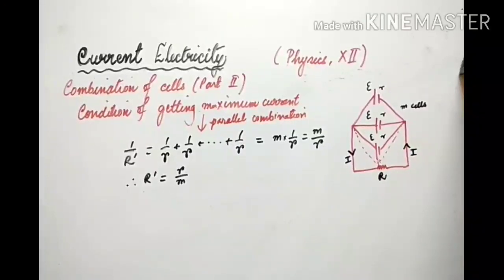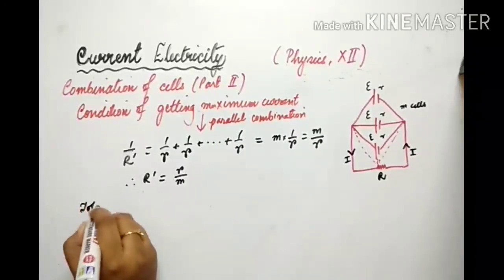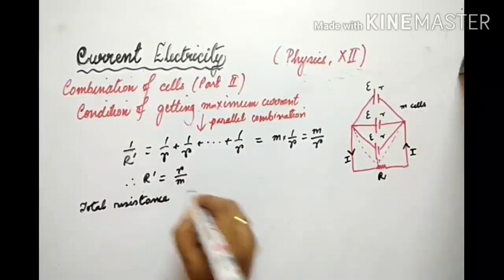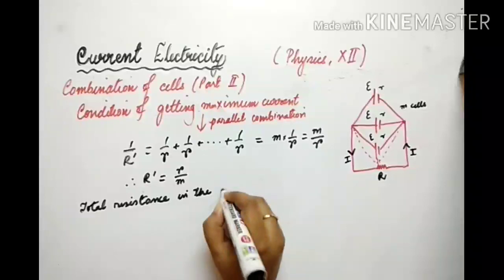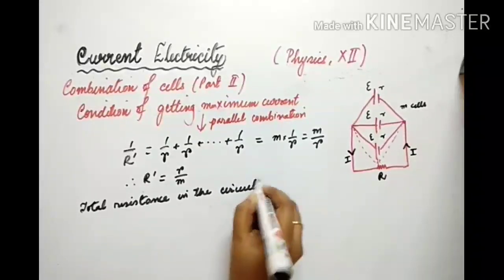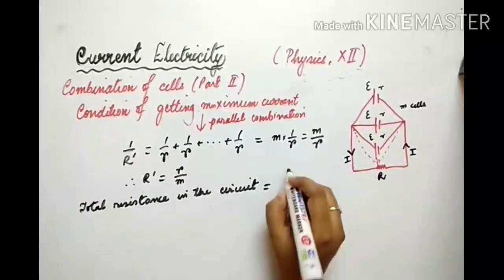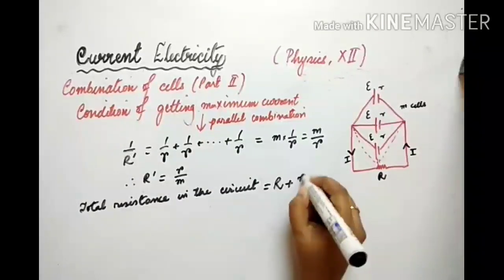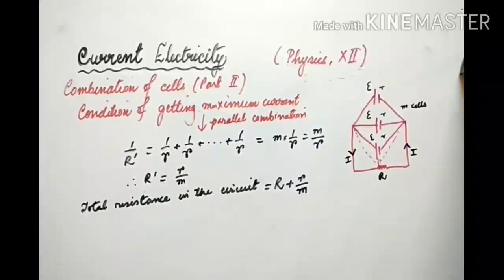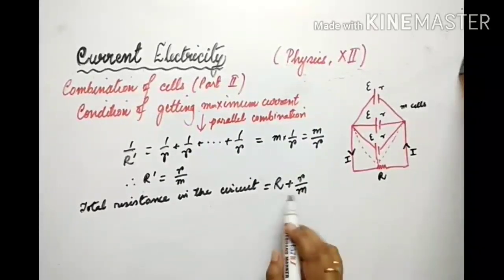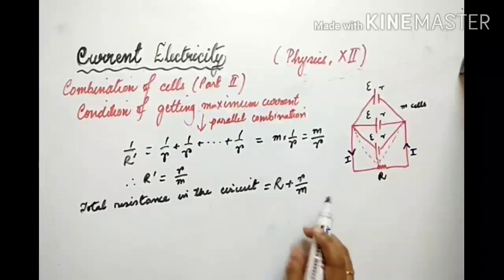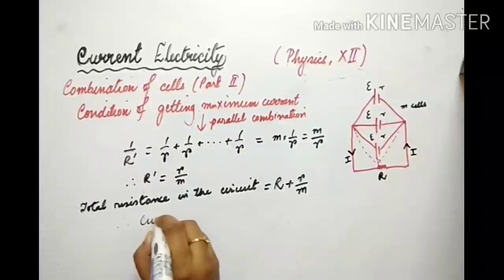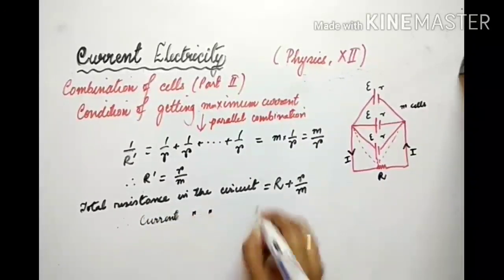Now the total resistance in the circuit will be external resistance plus internal resistance. So external resistance is R plus internal resistance is r by M. So this is our total resistance in the circuit. Now we have to find out the current in the circuit.